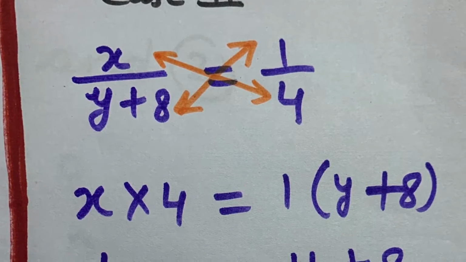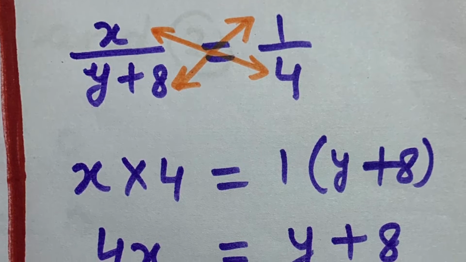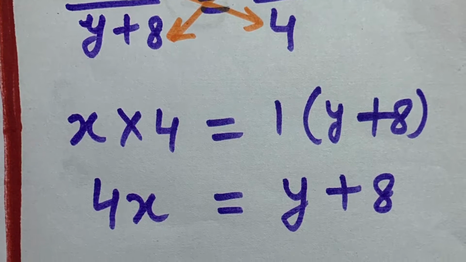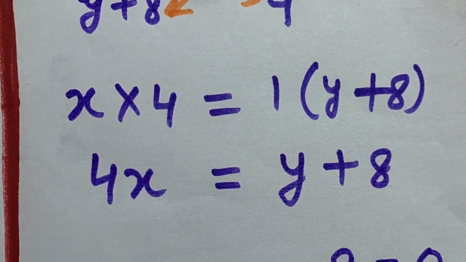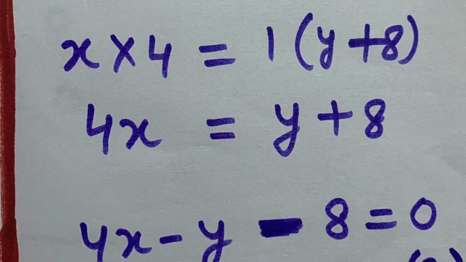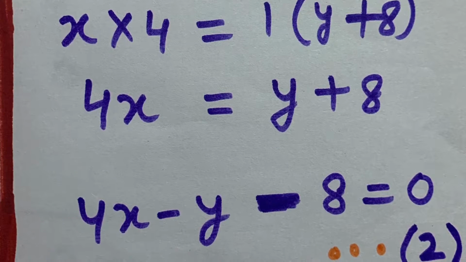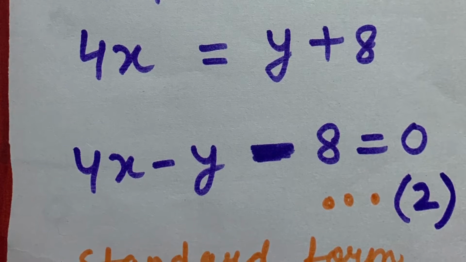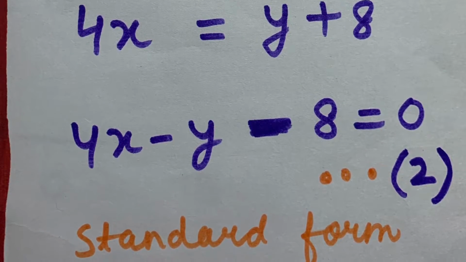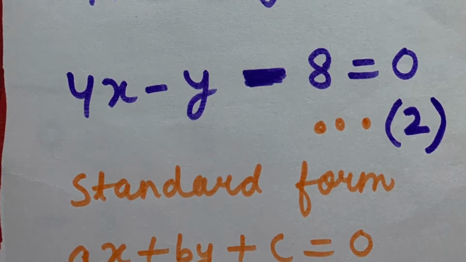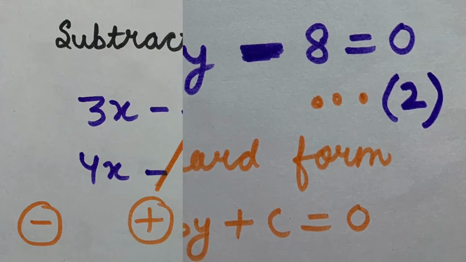Case 2, children: x will be cross multiplied by 4 and will become 4x, and y plus 8 will be multiplied by 1 and will become y plus 8. Now all the terms we shall shift to left hand side. In standard form, ax plus by plus c is equal to 0, so 4x minus y minus 8 equal to 0 after shifting.